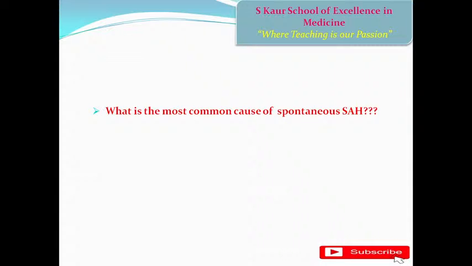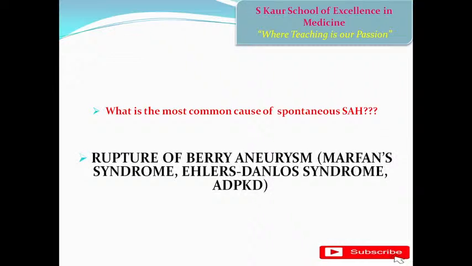Anyone else? 10 seconds more for your answer. Sir, I think aneurysm. Okay, ruptured aneurysm. So here is your answer. If you think aneurysm, you are very right. That is the rupture of the berry aneurysm. Be more specific. The rupture of the berry aneurysm, which may be caused due to Marfan syndrome, Ehlers-Danlos syndrome, and ADPKD.